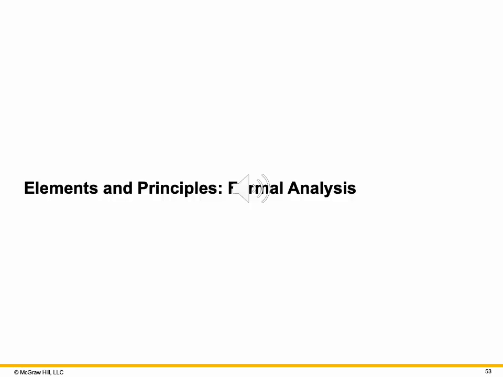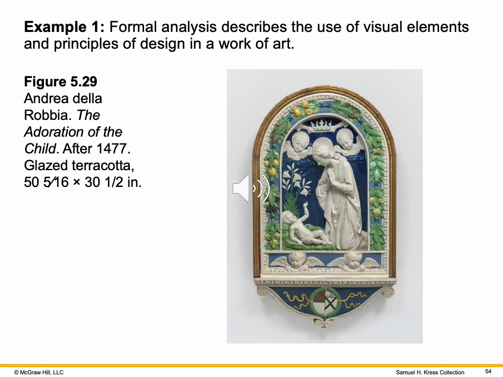And now moving into formal analysis of elements and principles. Formal analysis describes the use of visual elements and principles of design in a work of art. Andrea della Robbia's glazed ceramic work, The Adoration of the Child, is 50 inches tall and 30 inches wide.